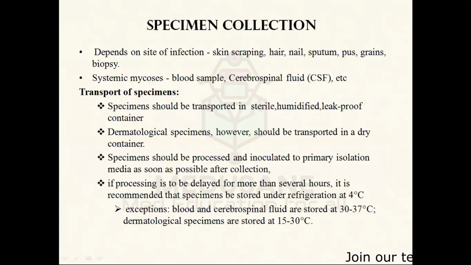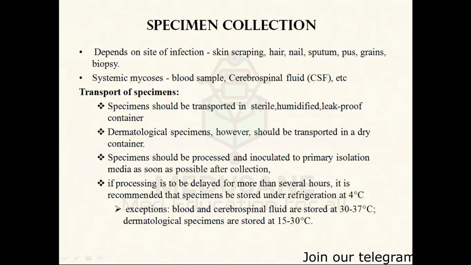Okay. So specimen collection: what are the types of specimens you get for the fungal infection? You get skin, hair, nail, sputum, pus, grains. Okay. And for systemic mycosis, if you're suspecting this, we want to take a blood sample, CSF, etc.